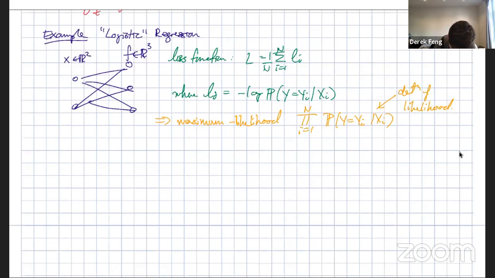Then what I do is minimize the negative log likelihood, which is then just going to be minus the sum from 1 to n of log p of y equals yi given xi. And voila, that's what you get.